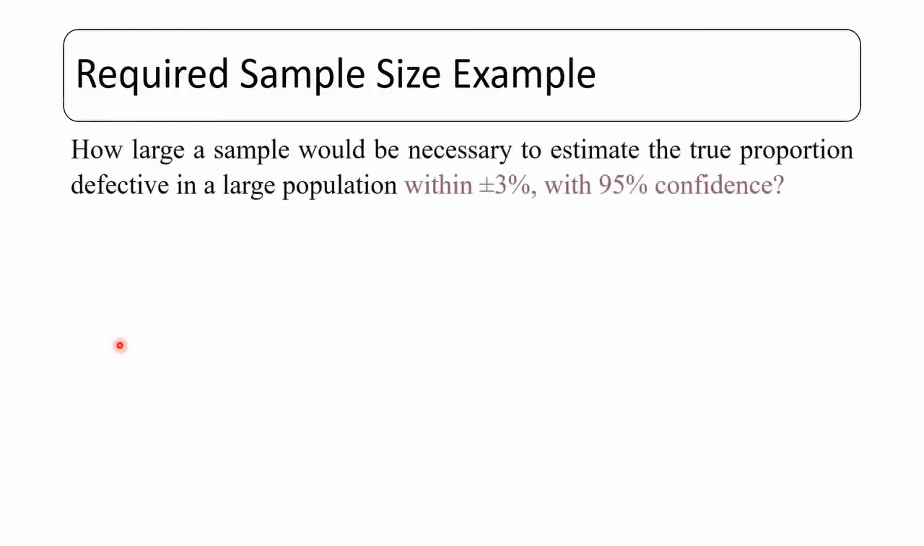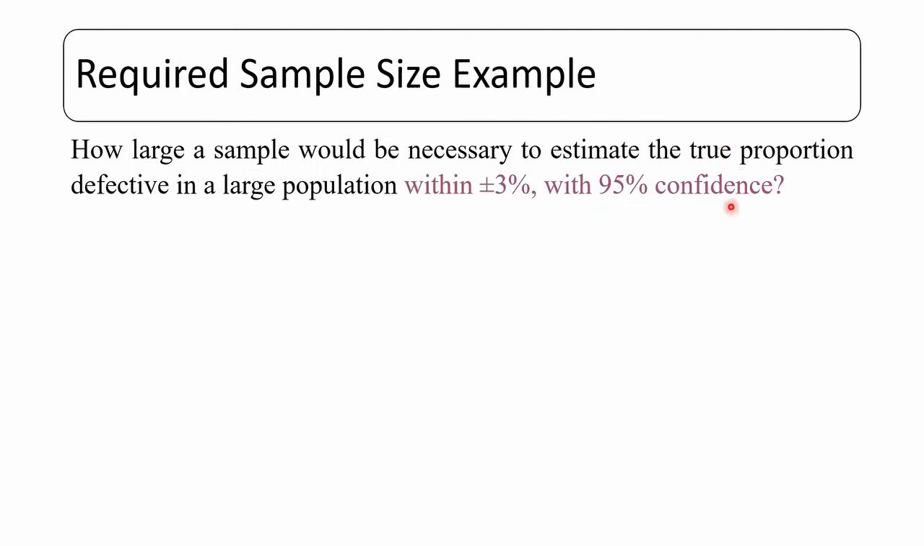So let's have a look at an example. They're asking how large a sample would be necessary. Okay, quickly make a note of that. You ask for the sample size, estimating what? True proportion. Okay. Defective in a large population with plus or minus 3%. That is your sampling error. With 95% confidence. That is your confidence level.